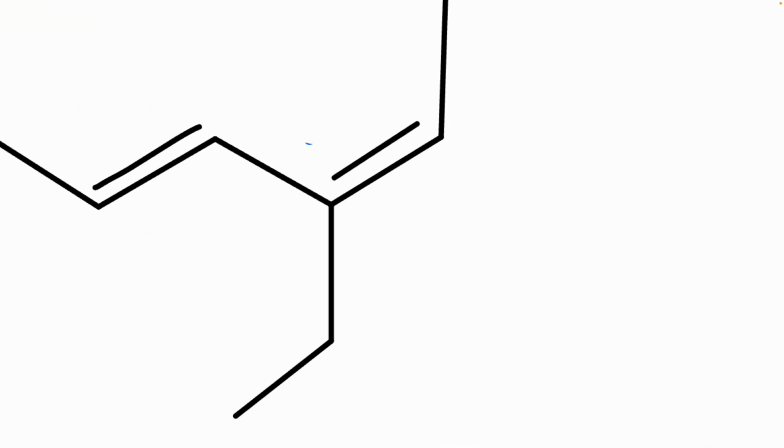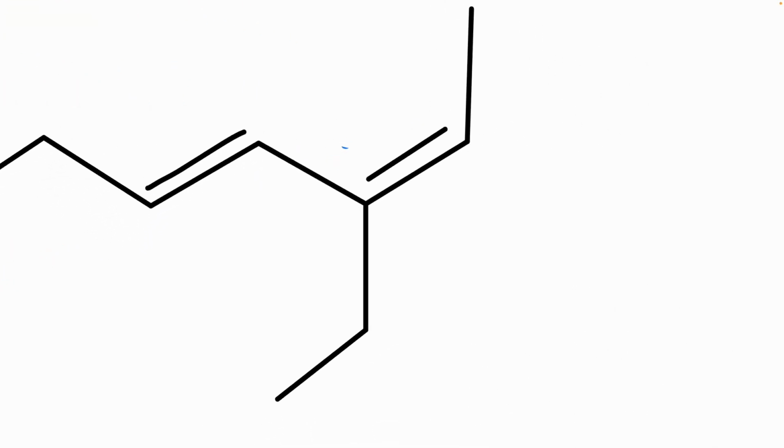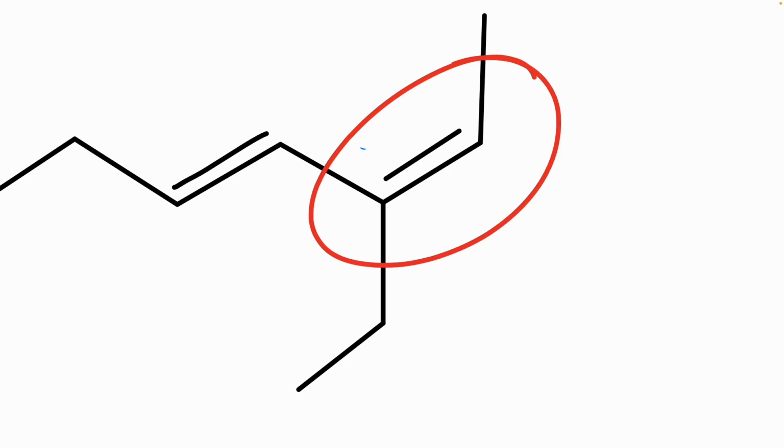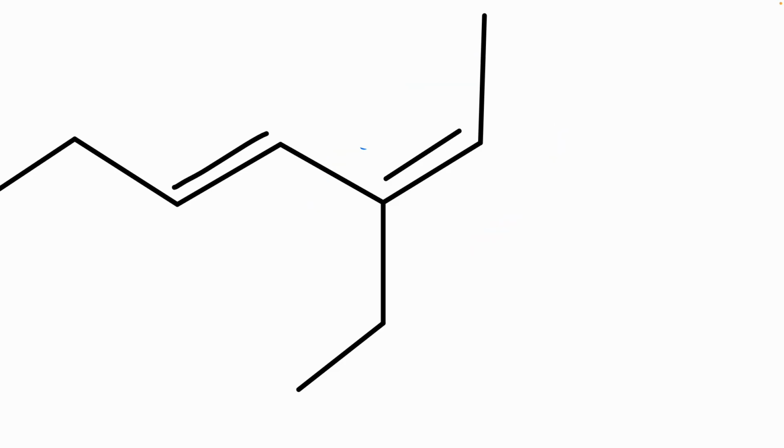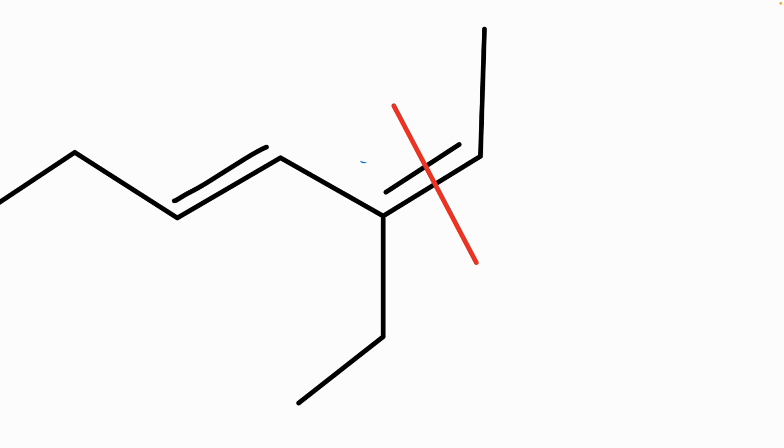Since this was my first double bond in my molecule, the one at carbon 2, we're going to assign this one first. We have to chop down the middle. We're going to do the right side first because it's going to be a little bit easier. We need to assign high and low priority.